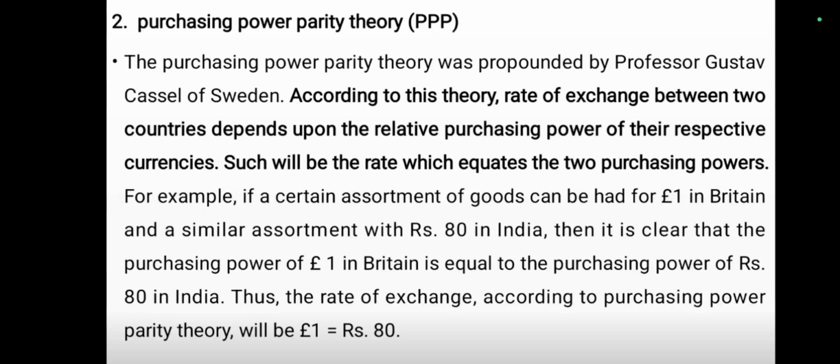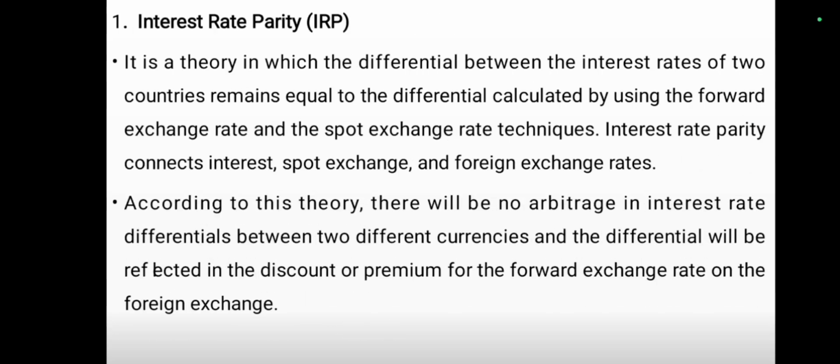So it is a theory that explains that the differential between the interest rates of two countries remains equal to the differential calculated using the forward exchange rate. The concept is very simple. The difference in the interest rate between two countries is equal to the difference between the forward exchange rate and the spot exchange rate.